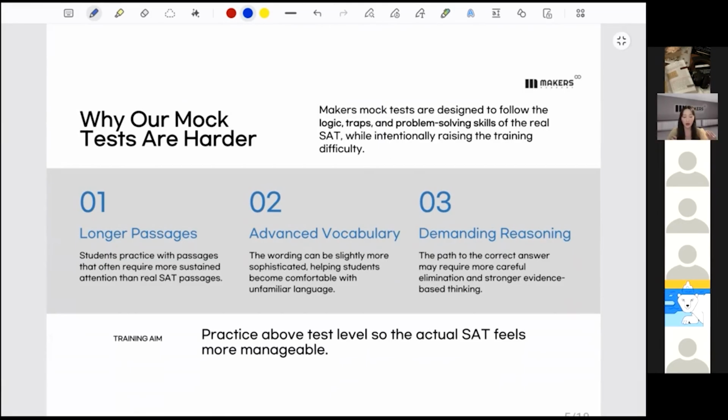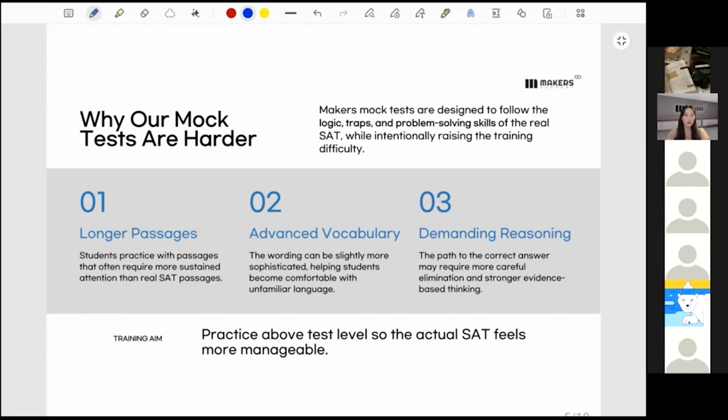The passages are often longer. The vocabulary is a bit more advanced, and the reasoning required to arrive at the correct answer can be a little more demanding. And the reason why we do this, the goal is simple. If you train with questions that are harder than the real SAT, the actual test will feel much more manageable.